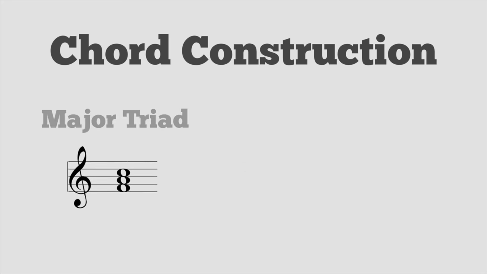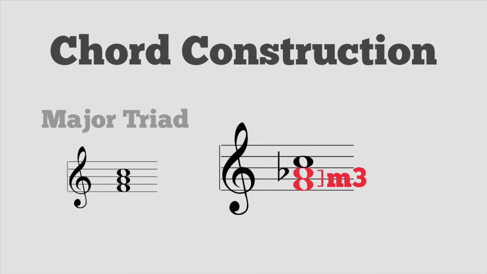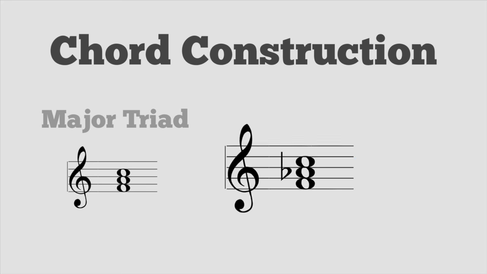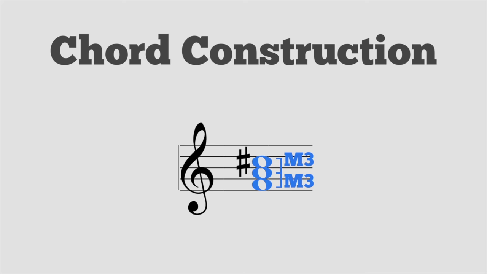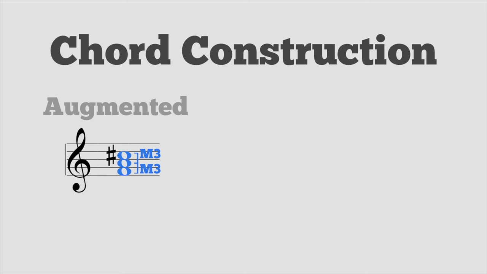A minor triad is just the reverse. It has a minor third on the bottom and a major third on top. The augmented triad is two major thirds stacked, and the diminished triad is two minor thirds stacked.